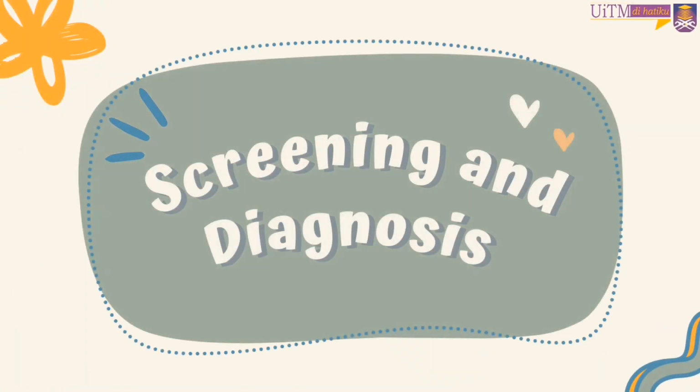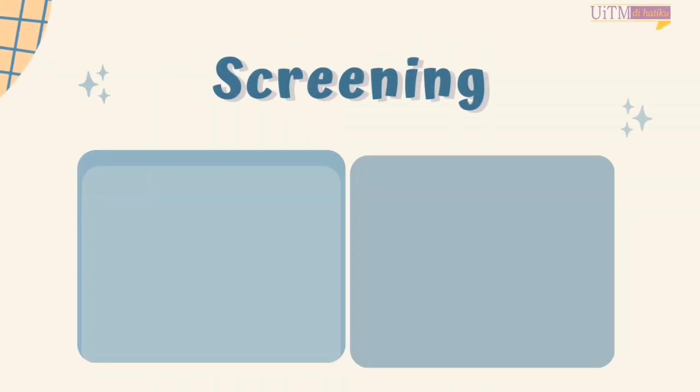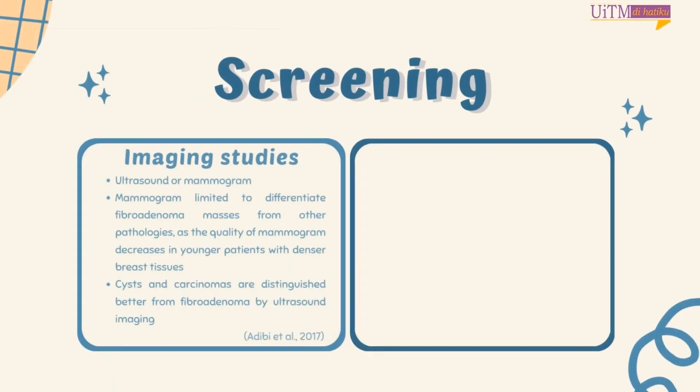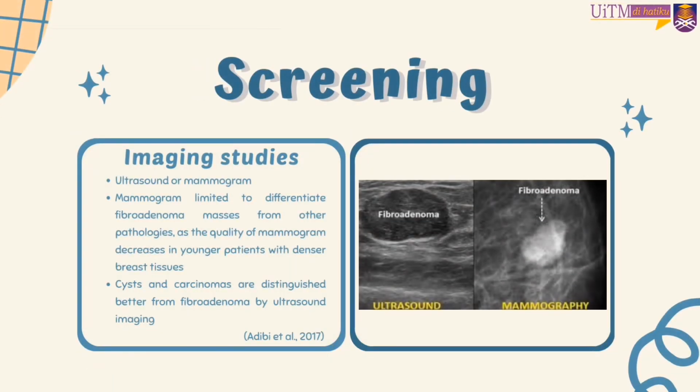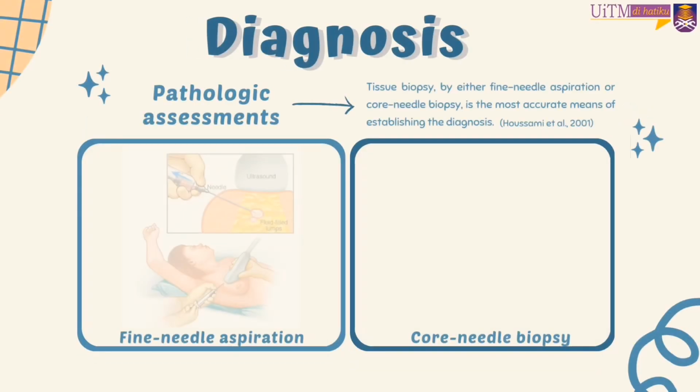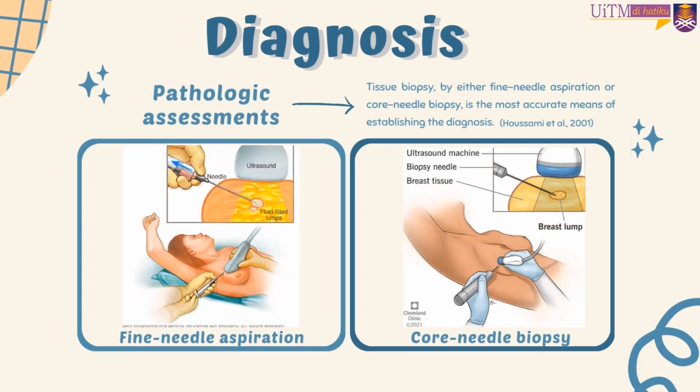Next is the screening and diagnosis of fibroadenoma. Screening is first done through routine physical examinations, and during these examinations, you will likely feel lumps or hard knots. And when you do breast self-examination, you should see a doctor when you notice sudden abnormal changes in your breast like the ones listed here. Next in screening is imaging studies, which is done by ultrasound or mammogram. However, mammogram is limited, and cysts and carcinomas are distinguished better from fibroadenoma by using ultrasound imaging. For the diagnosis of fibroadenoma, the most accurate way is through tissue biopsy. It is either done by fine needle aspiration or core needle biopsy.